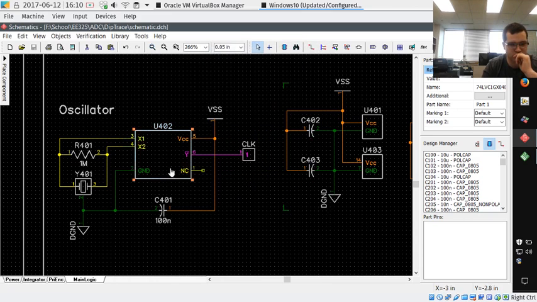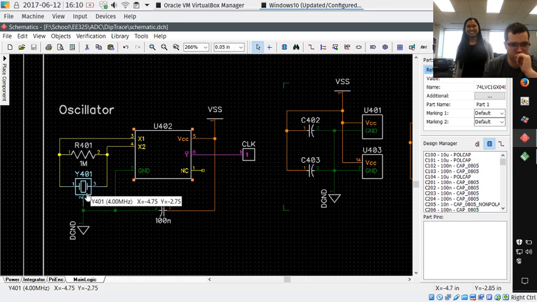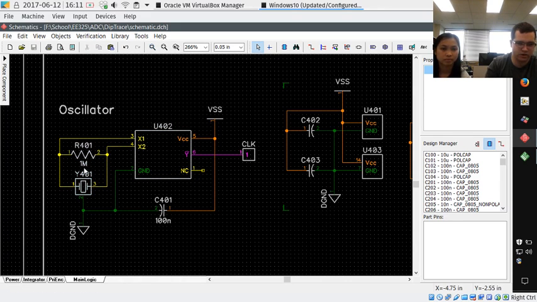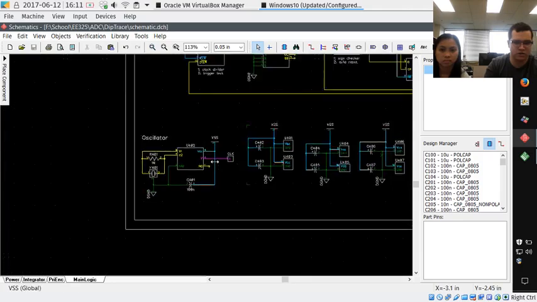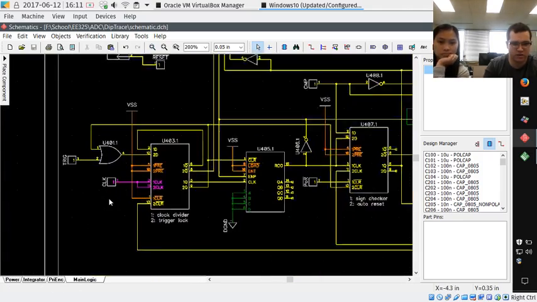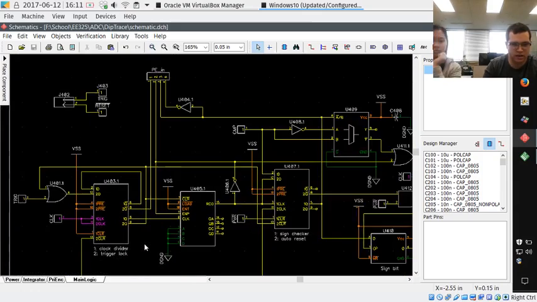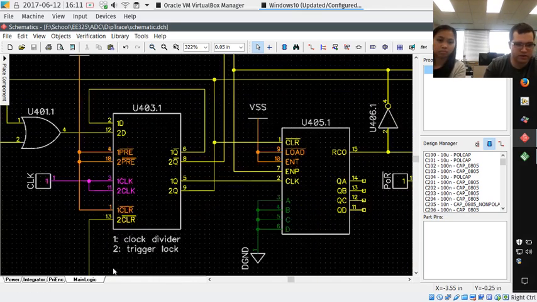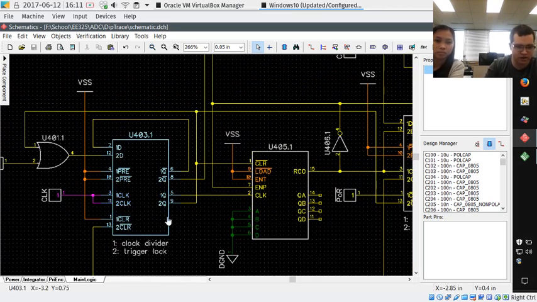Let's see. So we have a ceramic resonator here, and this resistor is used for gain. And this basically takes the resonator oscillations in and outputs a CMOS logic level clock signal. And now here we'll take a look at the priority encoder, or not priority encoder, but the main logic. So what we've got here is 2 flip-flops in this package. We have the clock divider and the trigger lock.